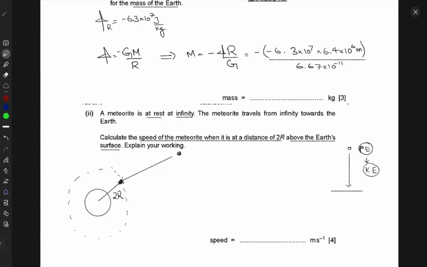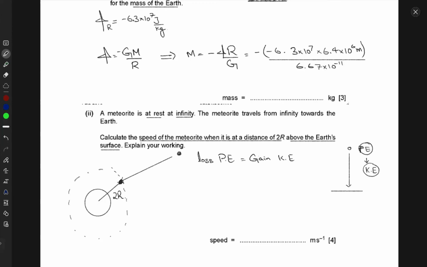Everyone understands this? All right, good. So we'll use the expression that says that when it is at infinity, there is some potential energy which will be lost when it starts moving. So we'll say that the loss in potential energy is equal to the gain in kinetic energy.